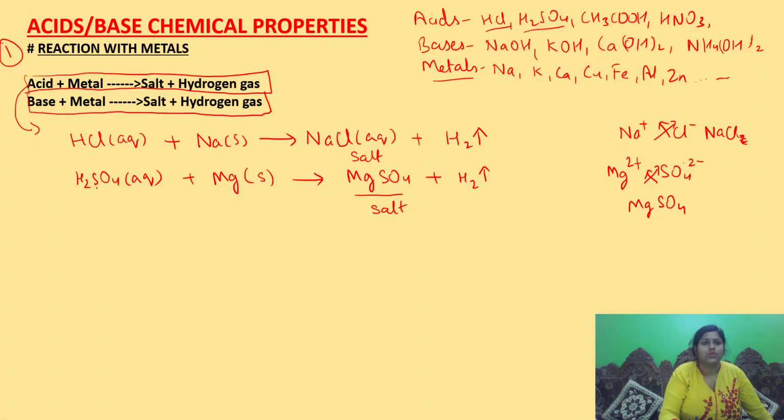right? So you have taken 2 examples. You can write many more. You can react nitric acid with calcium, or you can take any acid from these examples and any metal from these examples. So you will get what? Salt and hydrogen gas. Now we will take up the second part, that is, base reacts with metal to form salt and hydrogen. I will show you how.